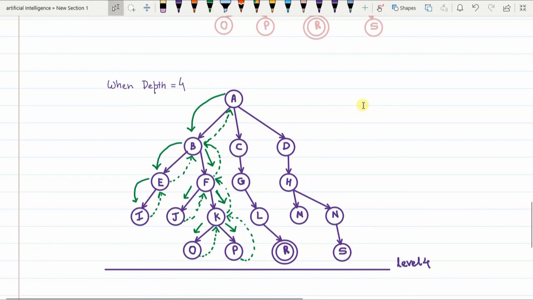So at random, suppose we select C. So from A we go to C. Again we check, C is not a goal node, C can be expanded further, so from C we go to G. G is not a goal node, but G can be expanded further, so from G we go to L. L is not a goal node, L can be expanded further, so then we reach R, and finally we check R and we realize that R is a goal node, so we stop. Okay, so in depth limited depth first search, the solution is obtained when the tree is revealed at level 4, at depth limit 4.